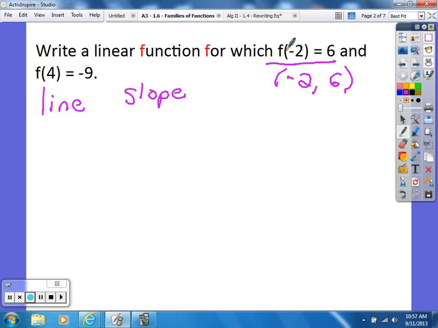Remember that I talked about this is f of x. So when x is negative 2, y is 6. So Mallory gave me 1 point. Trevor, what's the other point? Perfect. Now, I'd like you to go ahead and find the slope, pick your favorite point, and put it into point-slope form.